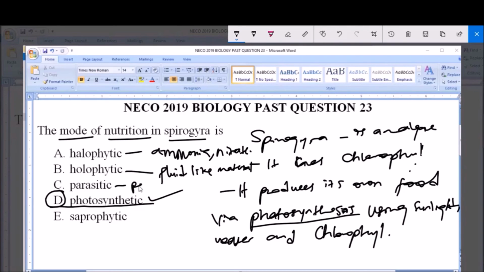Then parasitic mode of nutrition is a type that is exhibited by a parasite. You know, parasites live on the body of their host and feed on the host. We can refer to that as a parasitic mode of nutrition. Then saprophytic mode of nutrition is where the organism feeds on decayed materials. That's what we call saprophytic. But the type exhibited by the Spirogyra is photosynthetic, and that is option D. And I'm giving you the reason because they contain chlorophyll, so they use sunlight, water, and this chlorophyll to manufacture their food.